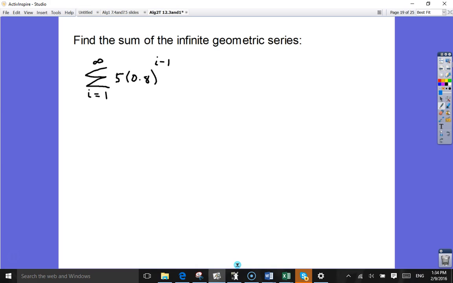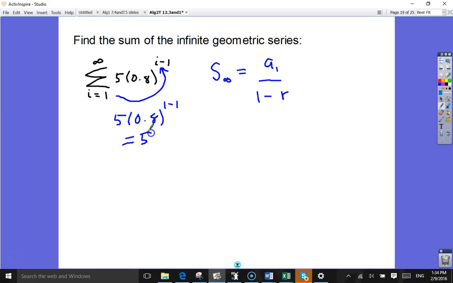Okay, so let's see. In this one here, my formula says that S infinity is A1 over 1 minus R. How can I tell what the A1 is when it's given in summation notation? Plug in the lower limit, right? So what is 5 times 0.8 to the 1 minus 1 power? It's 5, so A1 is 5.